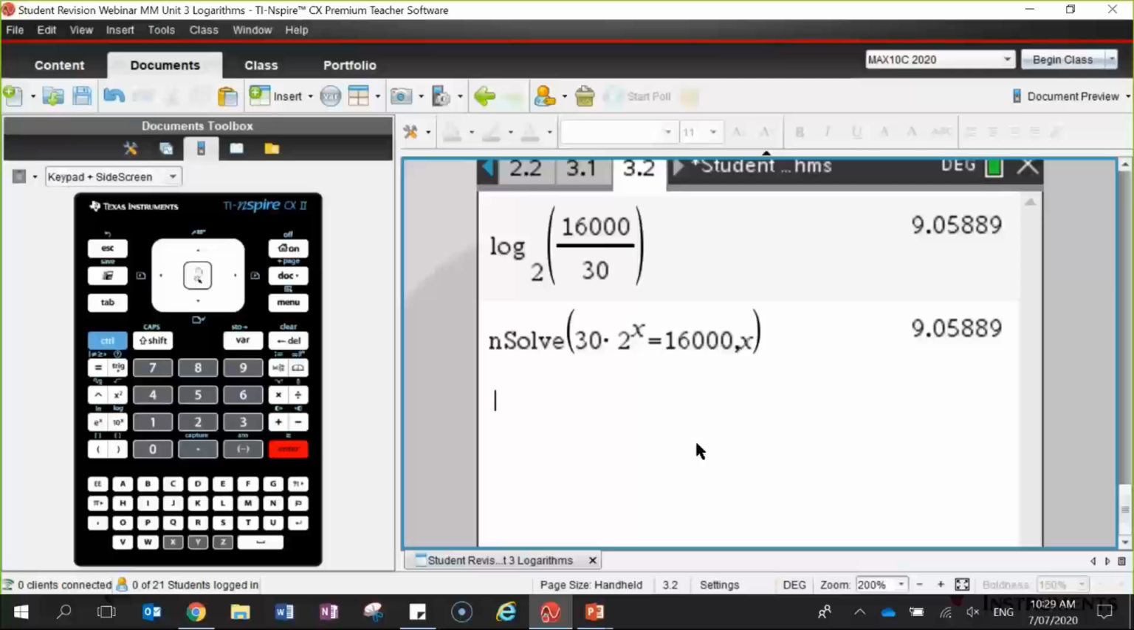You wouldn't get this question on a non-calculator exam simply because you could not get past the log base 2, 16,000 over 30 without a calculator. Okay, so you're going to have that question on a calculator exam, but again, it's a low-level question, so simple, familiar question, but using your calculator. So those are the 3 questions that I wanted to look at today.